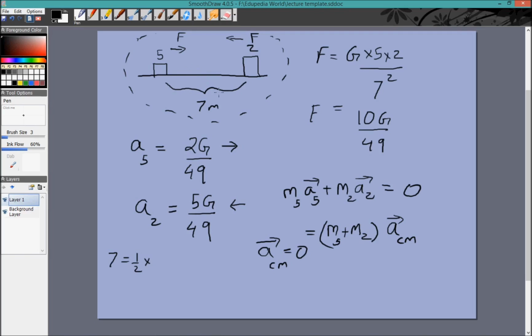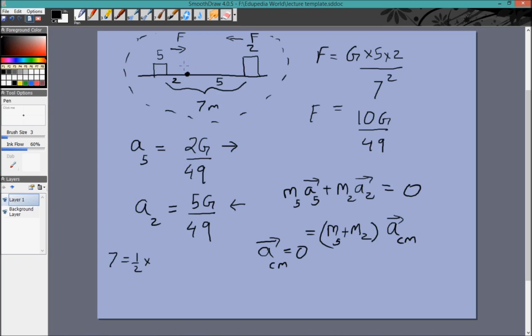But an easier way would be, we know that the center of mass, which is somewhere here where this is 2 and this is 5, is going to stay at rest. And if these two objects are at the same place, the center of mass is going to be at that place as well.